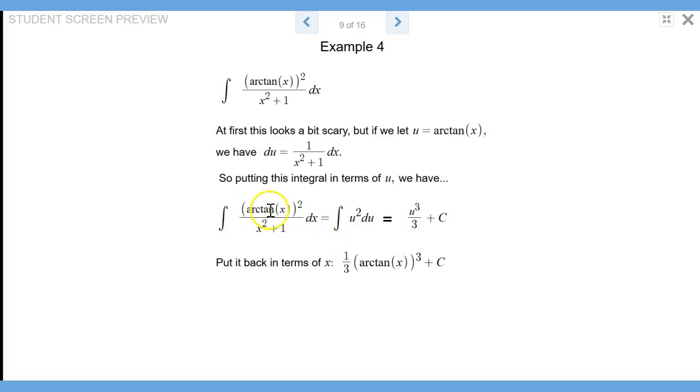So really, I can put this in terms of u. I have the integral of u squared, and then this dx over x squared plus 1 is just my du. So this is simply u cubed over 3 plus c, and then I put it back in terms of x. And I get 1/3 arctangent cubed plus c.